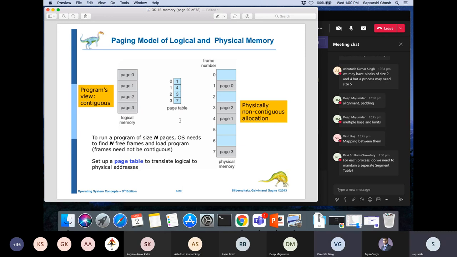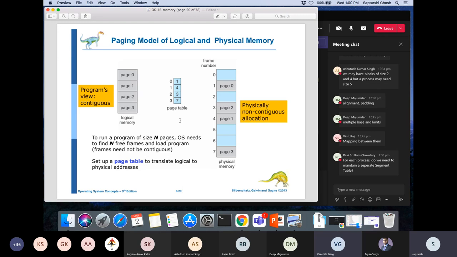Okay, Ravi is asking, for each process, do we need to maintain a separate segment table? You are asking about the segment table, but let me answer with the page table itself. I hope you understand the answer here.